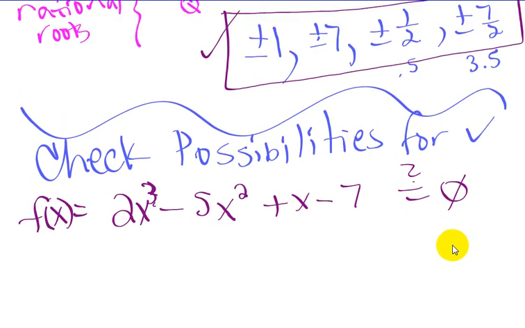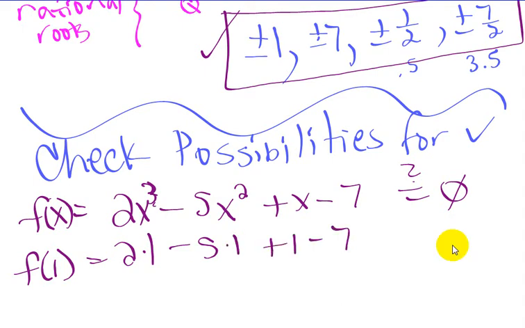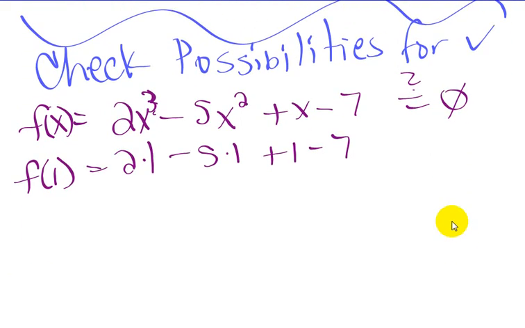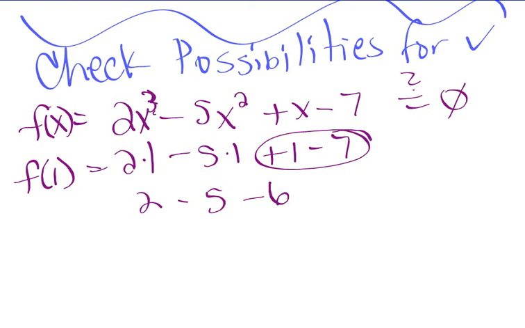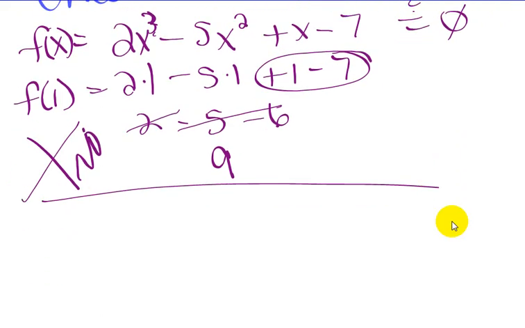So let's plug them in. So now we're going to do f of 1, and that's going to be equal to 2 times 1, because 1 cubed is 1, minus 5 times 1 squared is 1, plus 1 minus 7. We want to see, does that equal 0? So that's going to be a 2 minus 5 plus 1 minus 7. That's going to be minus 6. So here we've got negative 11 plus 2. That's going to be equal to a 9. So f of 1 did not check out.